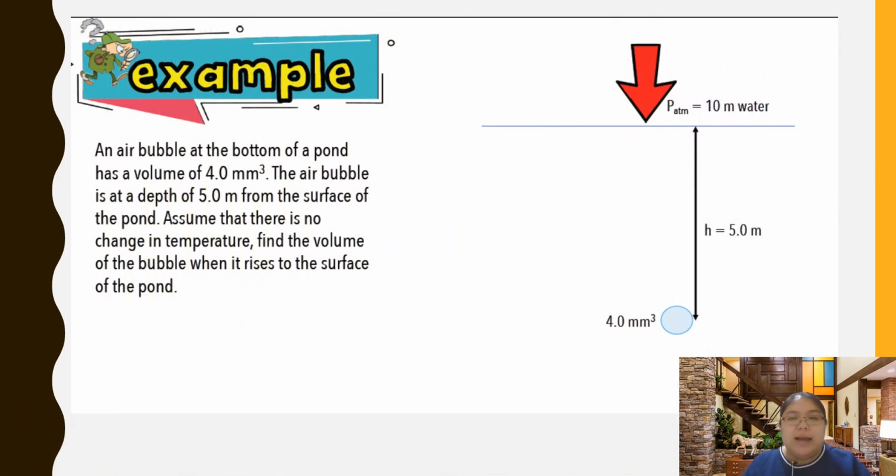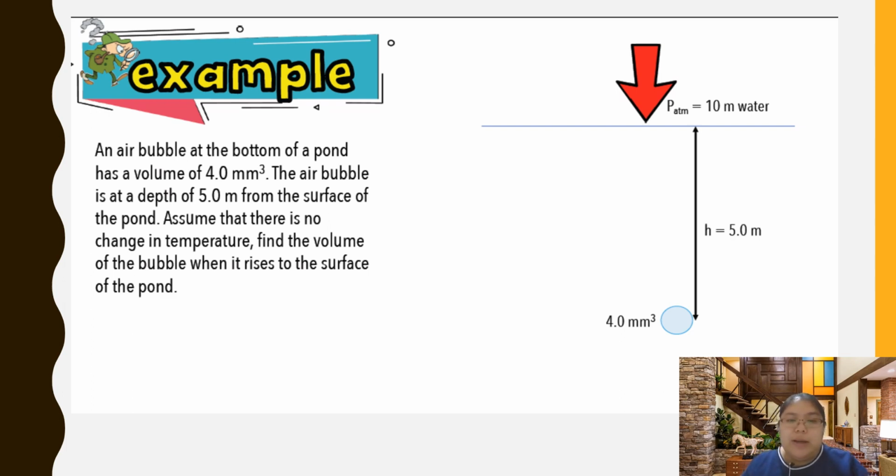So this one is another example. A bubble at the bottom, the volume is 4 mm cubed. The depth is 5 meters. This one is the surface. At the surface, we get atmospheric pressure only. We will find the depth. That means you need to find the pressure for the bubble, which is atmospheric pressure plus the depth pressure. That one we call P2.